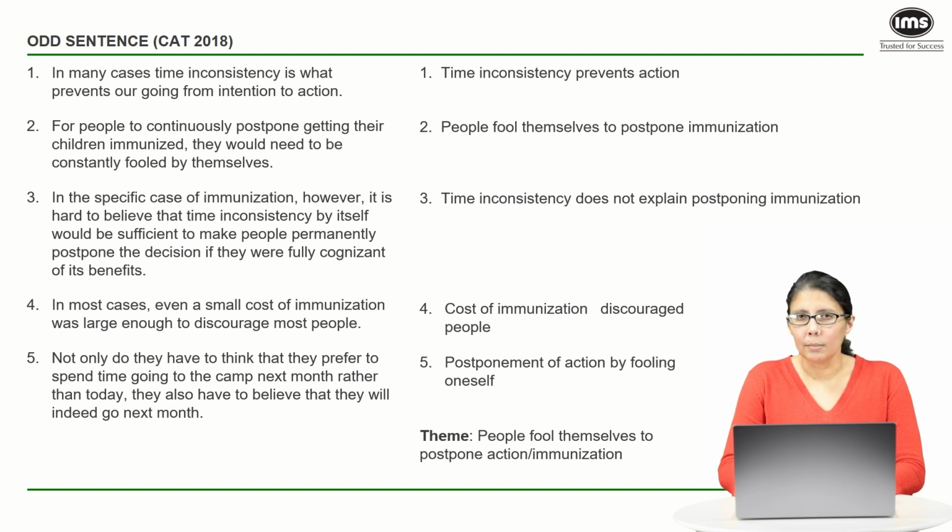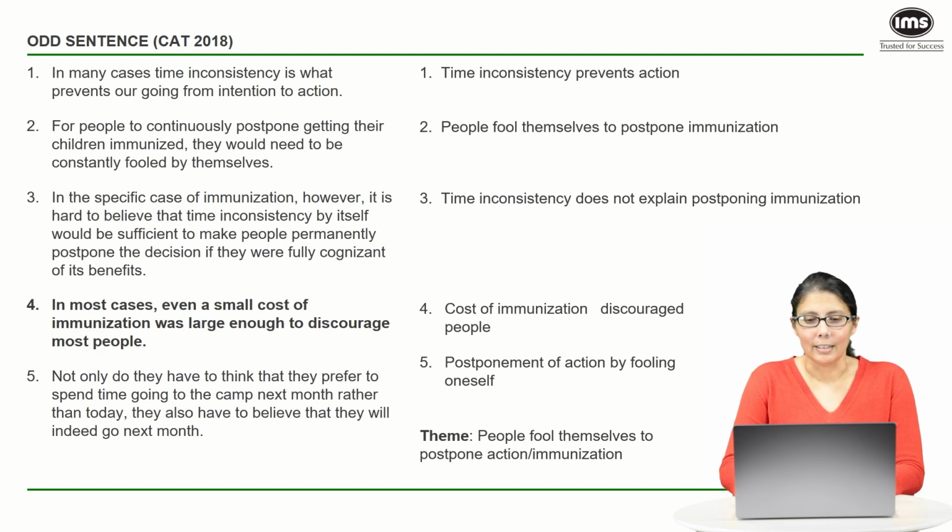If we look at all our labels one more time, we would see that only one of these statements does not talk about postponement of action due to time inconsistency or due to fooling oneself. Which one is that? Well, if you haven't seen it so far, then it is a difficult question for you. But by now, it should have become very clear. So it's option 4. Definitely.